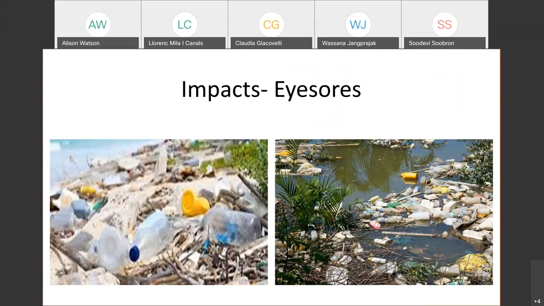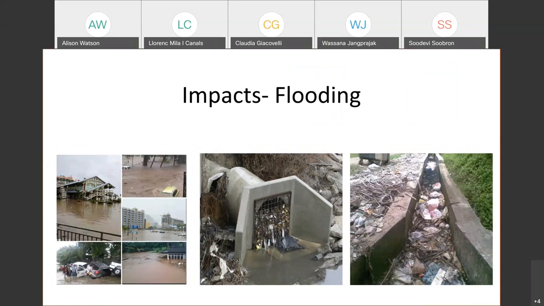It also causes flooding when the drains are blocked. We recently had this problem of flooding, where our road was flooded and a lot of vehicles collided on the road, and it caused accidents. And there was even a death of people when there was flooding. Next slide, please.